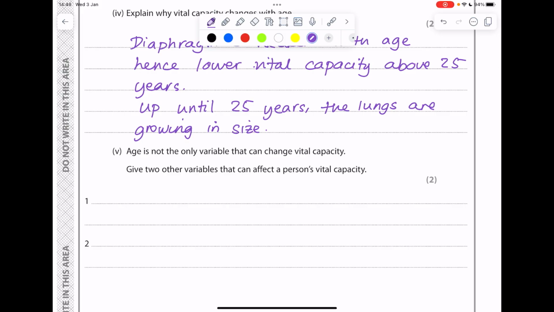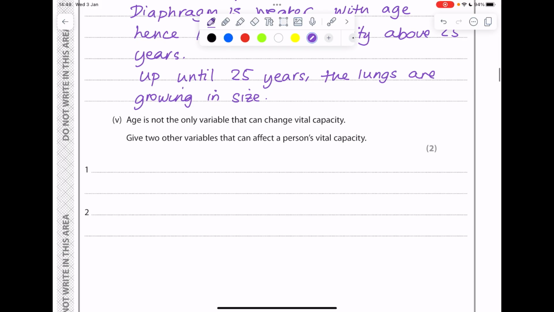Age is not the only variable that can change vital capacity. Give 2 other variables that can affect a person's vital capacity. So actually, the amount of sports and gym going will definitely affect a person. So let's call that the fitness, and naughty lifestyle behaviours like smoking are obviously going to reduce vital capacity.